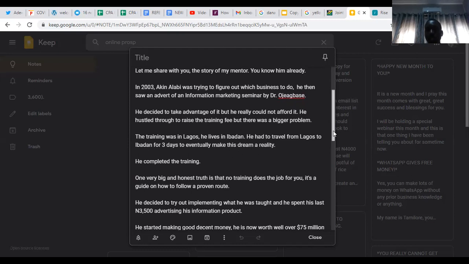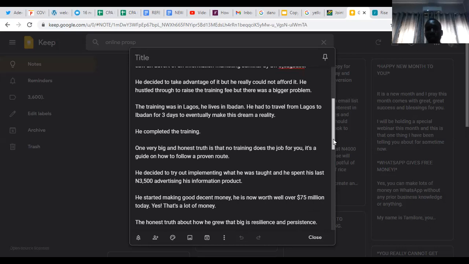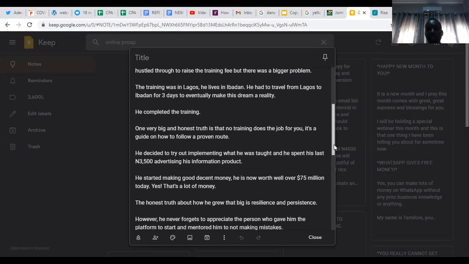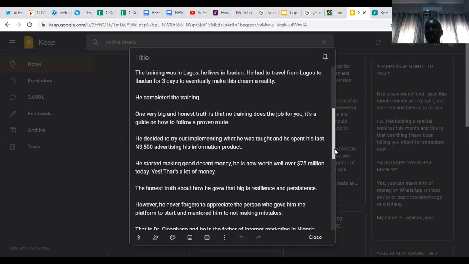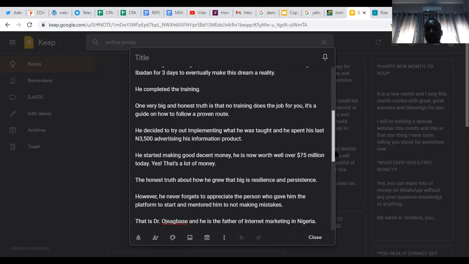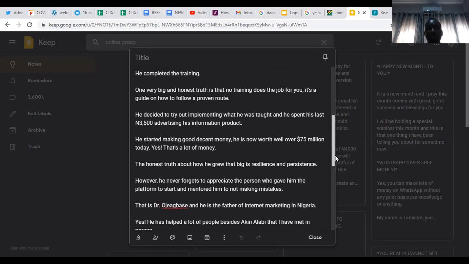He also struggled to raise the training fee, but there was a bigger problem. The training was in Lagos. He lives in Ibadan. He had to travel from Ibadan to Lagos for 3 days to eventually make this dream a reality. He completed the training. One very big and honest truth is that no training does the job for you. It is just a guide on how to follow a proven route. So he decided to try out implementing what was taught, and he spent his last 3,500 naira advertising the information product he came up with after that seminar.